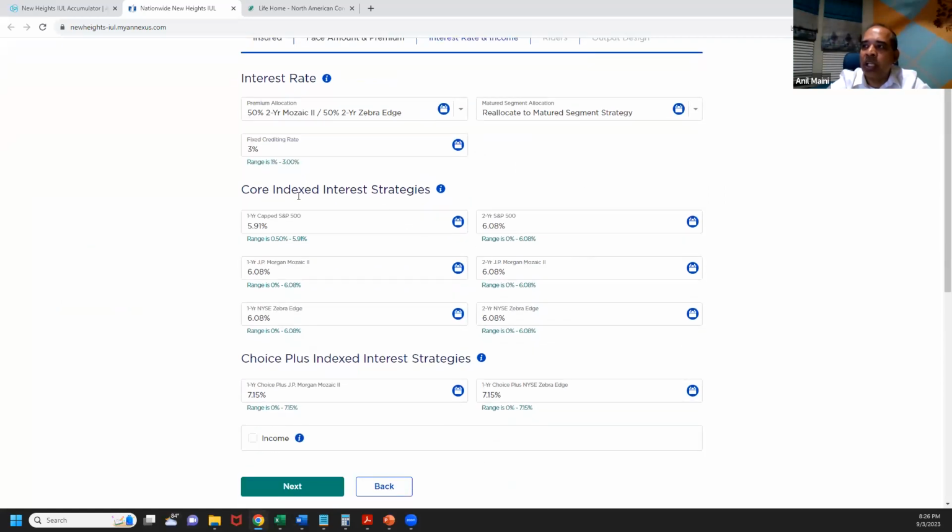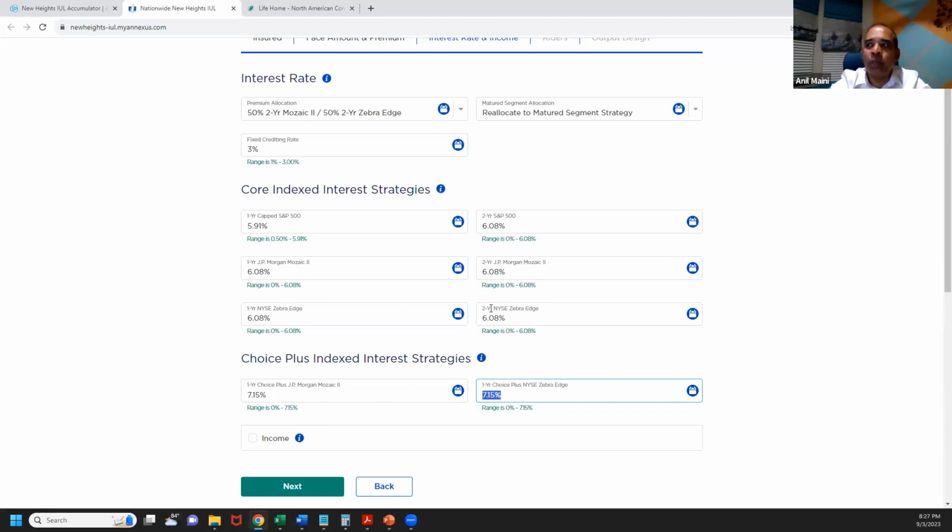And see, they have given all the index choices here. And the average, what is the maximum? So they have written what is the maximum illustrative rate we can show. So now here is the trick. You can tell the client that later on we can change these indexes every year. When you run as a professional, you browse through this. So 1-year point-to-point JP Morgan mosaic and 1-year point-to-point NYSE have the maximum, more interest rate, illustrative interest rate, not necessarily the real one.